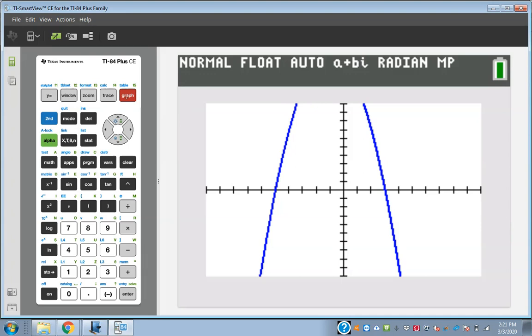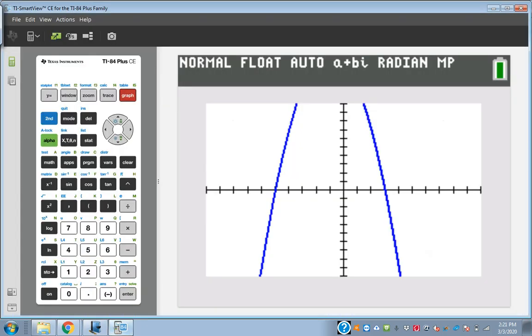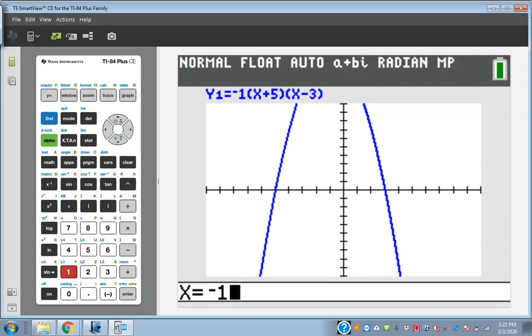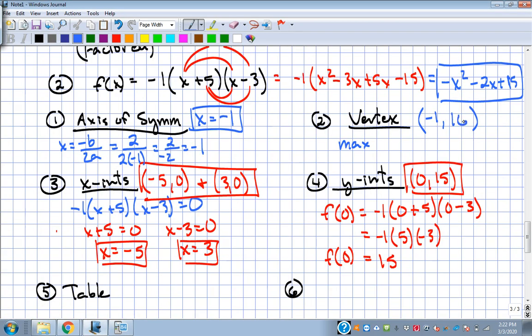It's pointing down because the vertex is at what kind of value, max or min? It's going to be a max. It's going to have an x value of -1. We need to find the y value. If I hit trace and then -1, it should give me back +16, if I did everything right. +16. And that's a maximum value because it's the highest point on the graph.